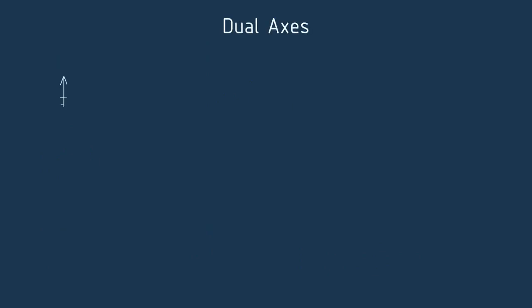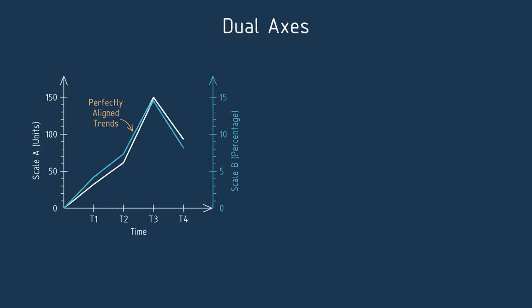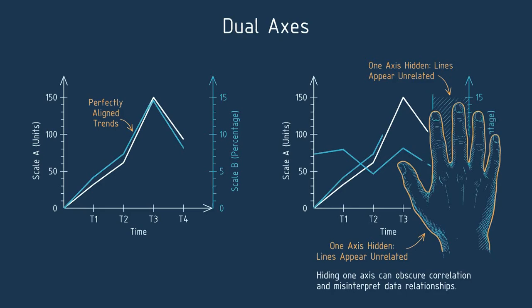Dual axes are another favorite. Two lines share the same space but use different scales. With the right axes choices, unrelated trends rise and fall together, suggesting a relationship that may not exist. A simple test helps. Cover one axis. If the relationship falls apart, the chart was doing the convincing, not the data.